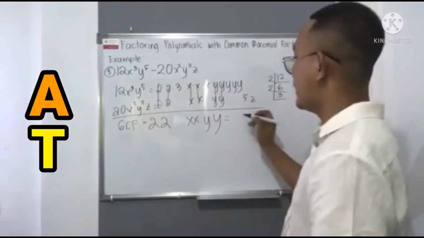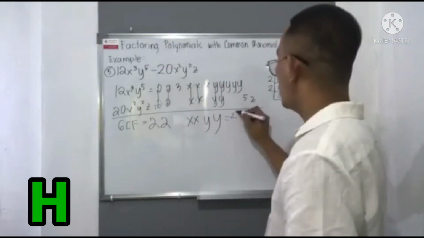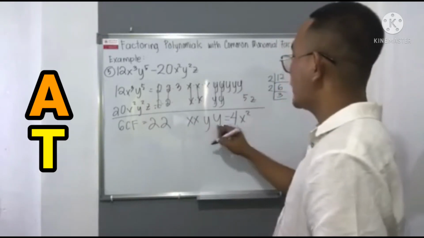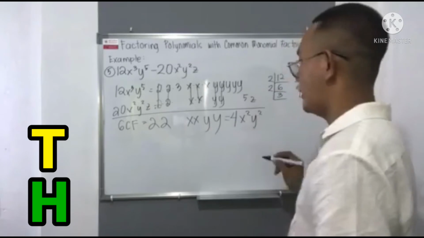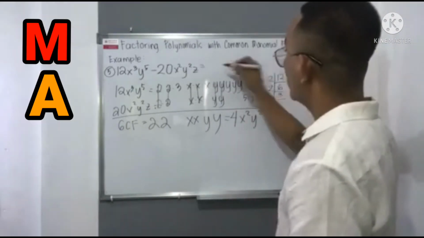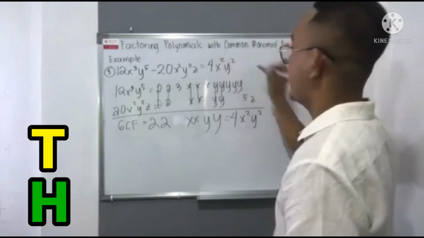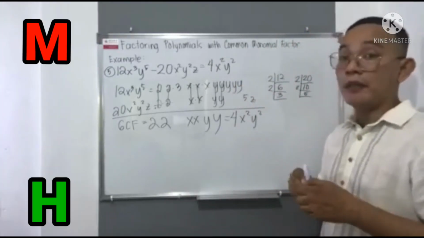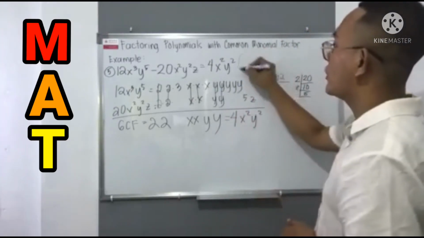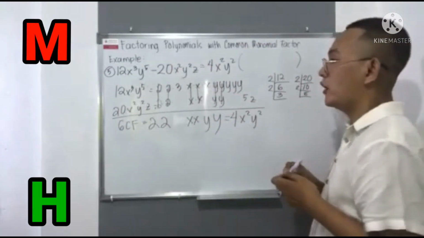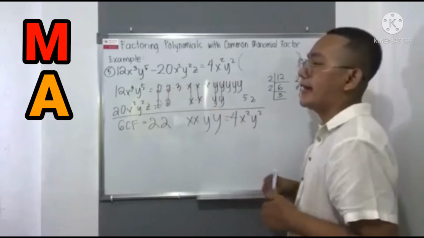So no more. Okay, so 2 times 2 is equal to 4. And then x times x equals x squared. y times y is equal to y squared. Okay, so first factor niya is 4x squared y squared. Okay, another thing, para mas madali natin makuha yung other factor niya, is dito tayo magbe-base sa ginawa natin factor. So, kung mapapansin natin, nag-cancel tayo.